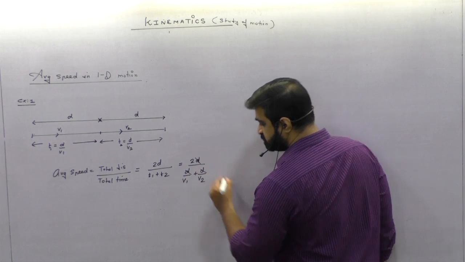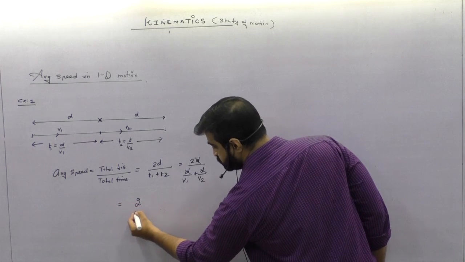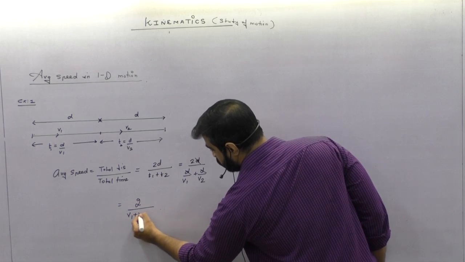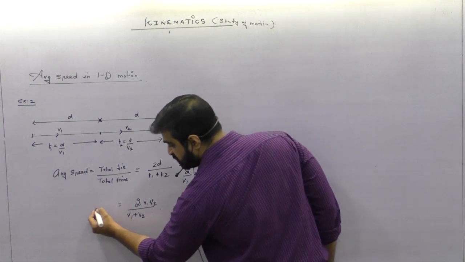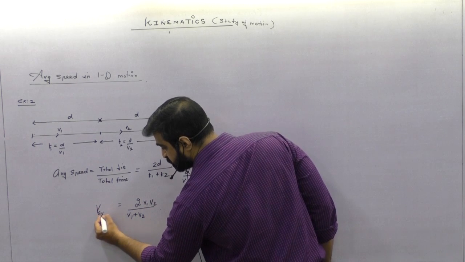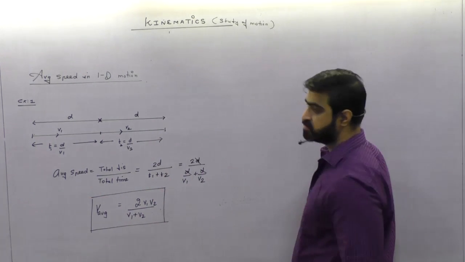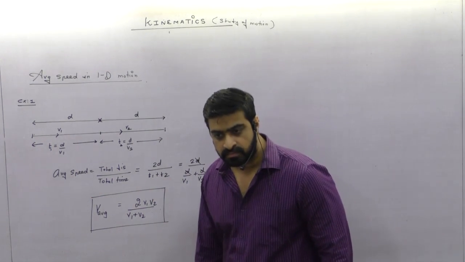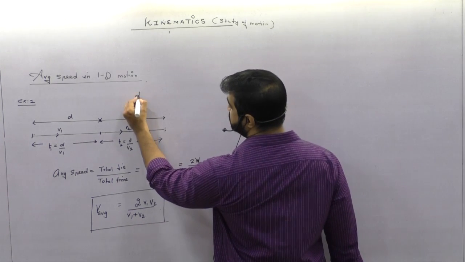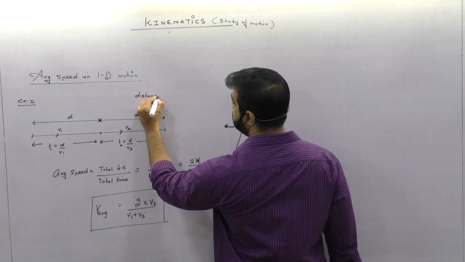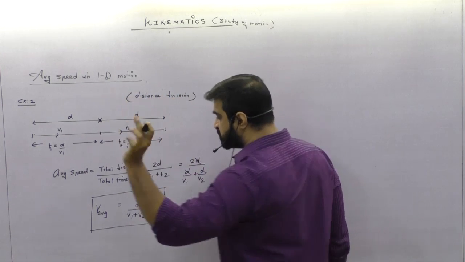So these will cancel. This will become 2 v1 v2 upon v1 plus v2, and that v1 v2 will go up. So this is the average speed, that is v average. Look at this. Do you understand this thing? So average speed, and this type of sums are also termed as distance division sums.